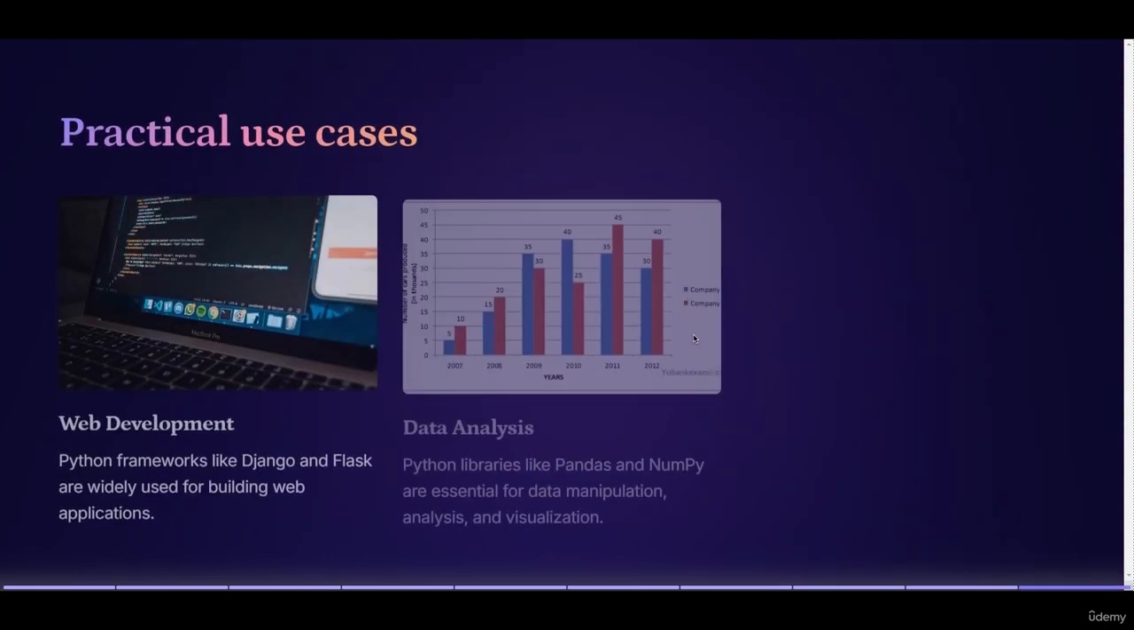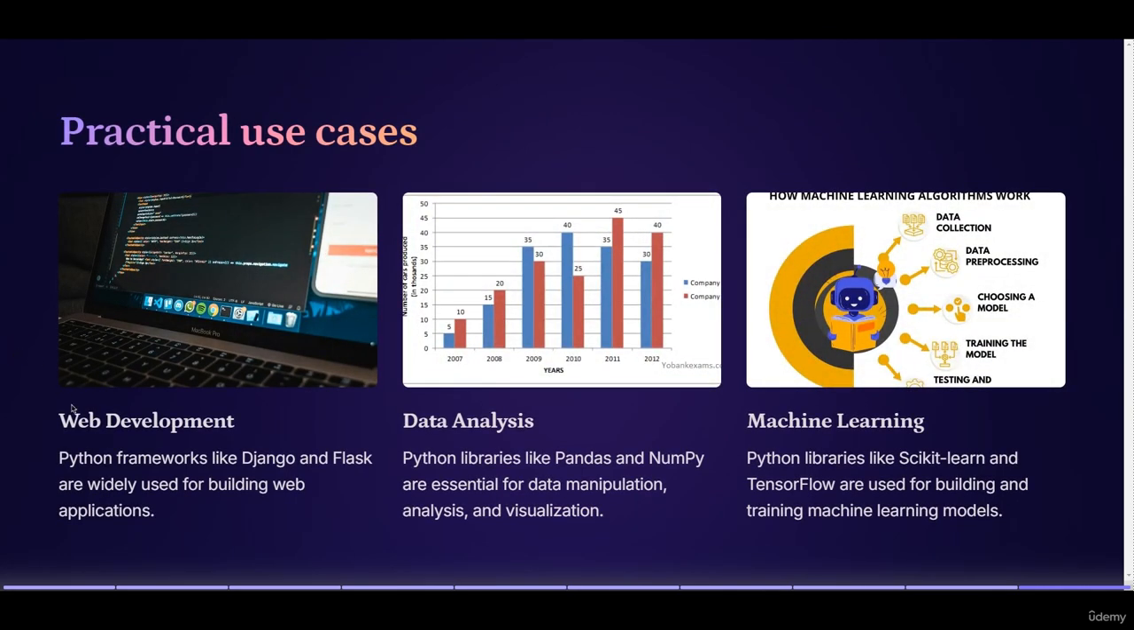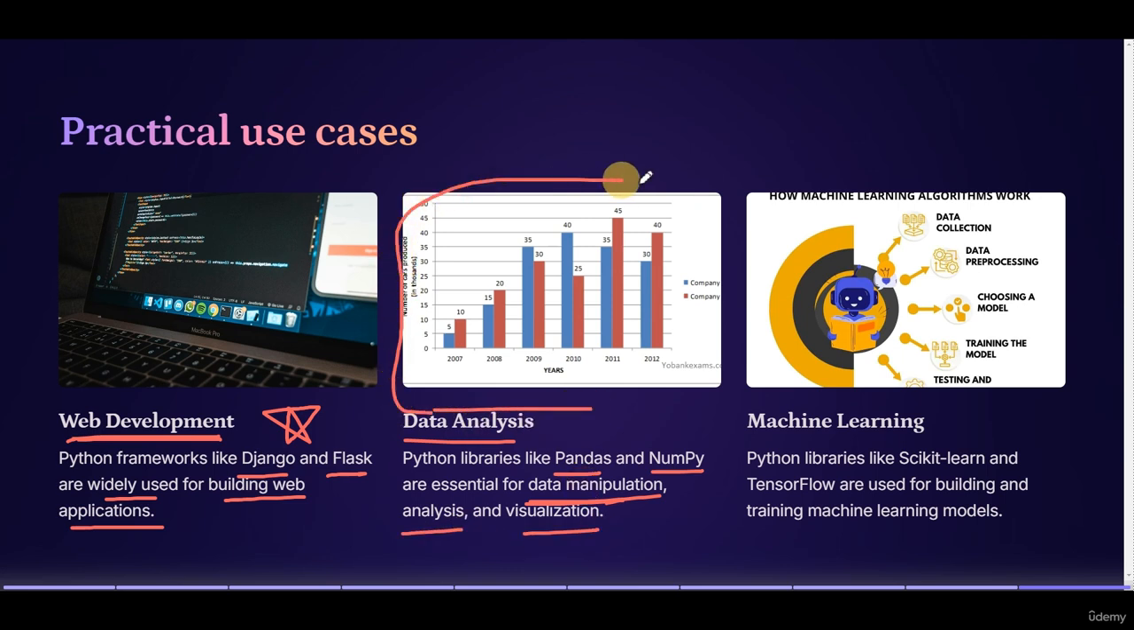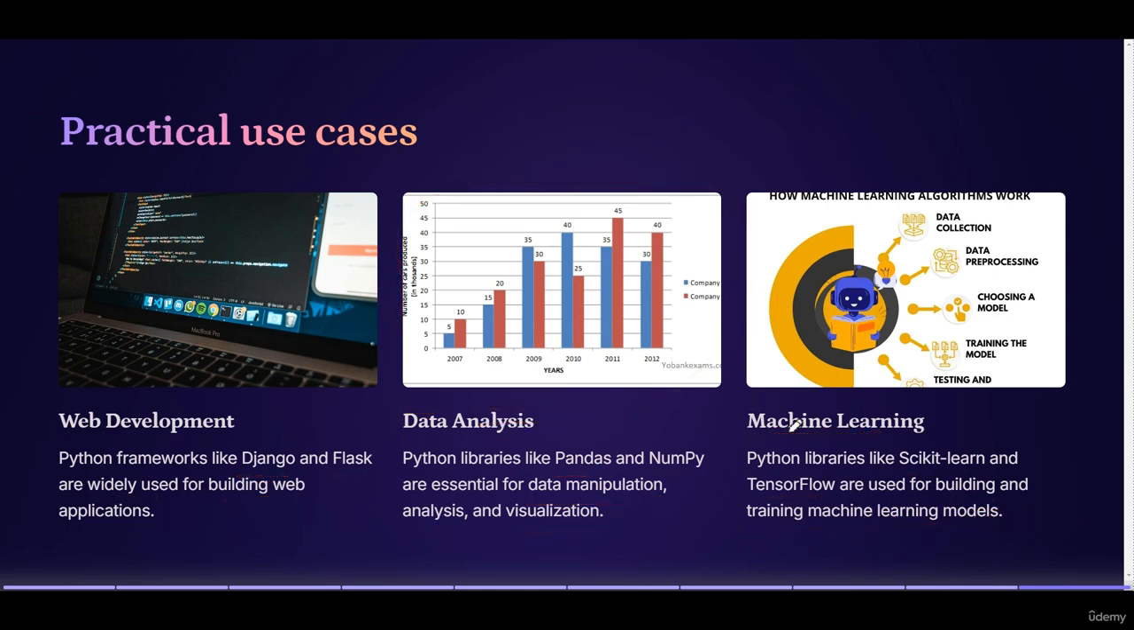Now let's move on to the practical use cases, which will be the final topic for today's discussion here. And practical use cases of Python, mainly we have web development, which is a very important use of Python. Python frameworks like Django and Flask are widely used for building web applications. Then we have data analysis. Python libraries like Pandas and NumPy are essential for data manipulation, analysis, and visualization. We can create graphs like these with the help of Python libraries. Then we have machine learning. Python libraries like scikit-learn and TensorFlow are used for building and training machine learning models. So this is also a very important aspect of Python.